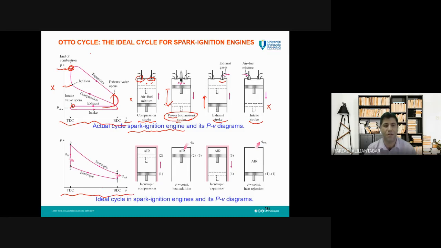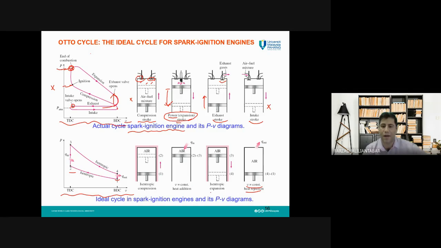In other words, instead of the volume changing here, it is assumed that the volume is constant during the expansion. During the exhaust stroke, we have assumed that we have two constant volume processes. You can see this process here also. The intake stroke is assumed to be a constant volume process, but it is a heat rejection process.